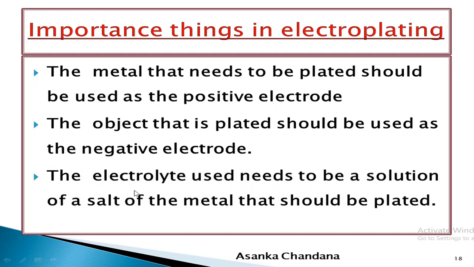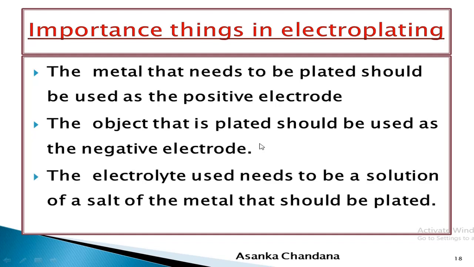The next important thing in electroplating: the electrolyte used needs to be a solution of a salt of the metal that should be plated, right? These 3 important things you will be able to see in our previous slide with examples. The metal that needs to be plated should be the positive electrode. The object that is plated should be the negative electrode. The electrolyte needs to be a solution of a salt of the metal that should be plated.